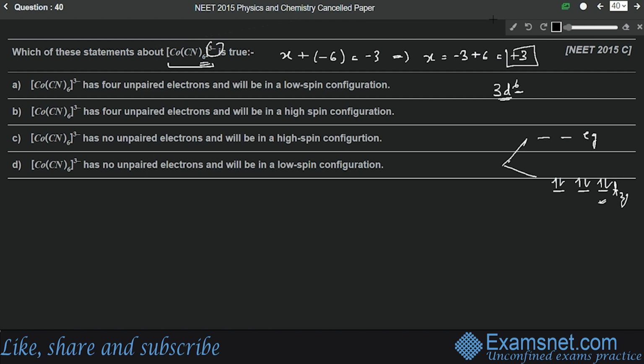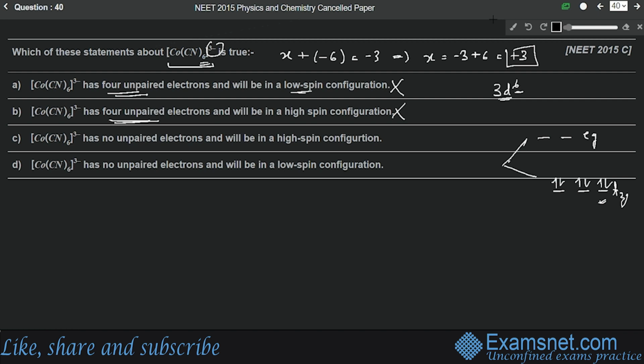Now let's see the options. In the first one, it is given that it has 4 unpaired electrons and will be in a low spin configuration. So we can see that there is no unpaired electron. All the 6 electrons are paired in the lower T2g orbitals. So this is incorrect.